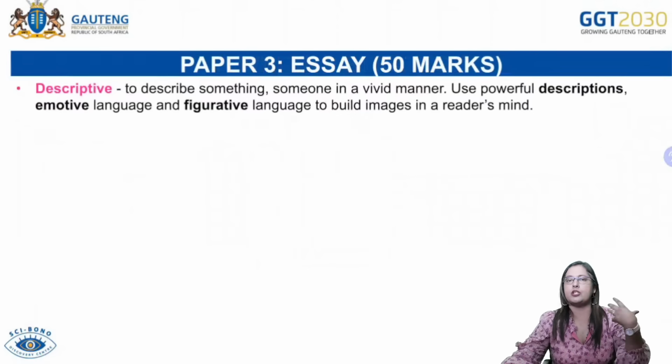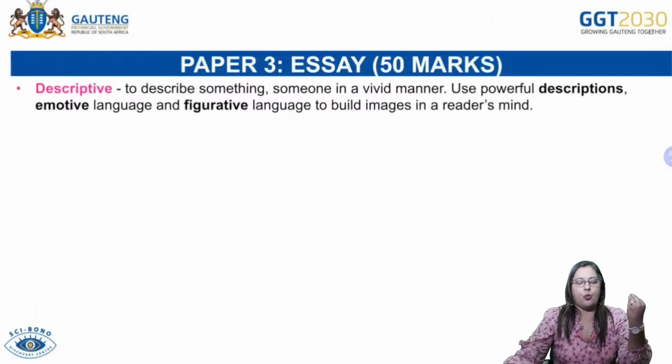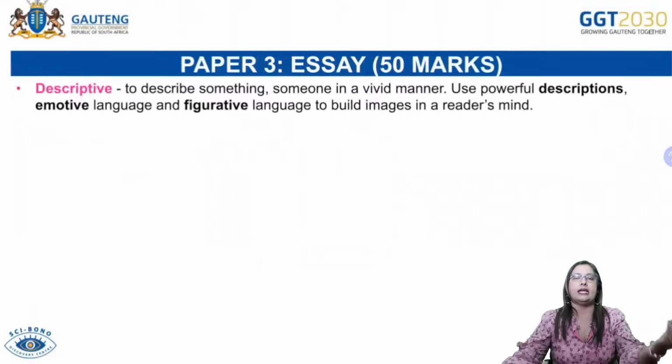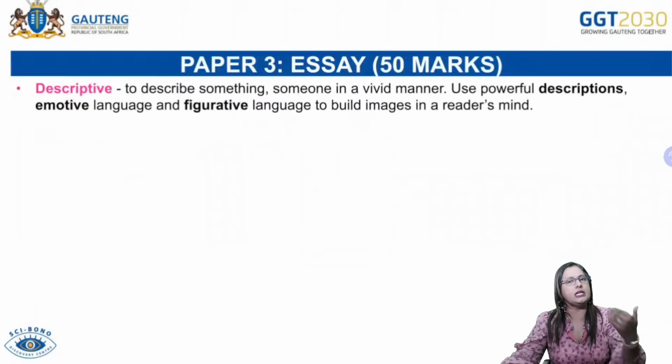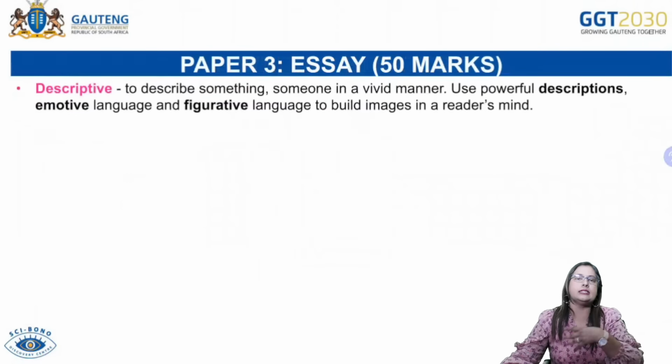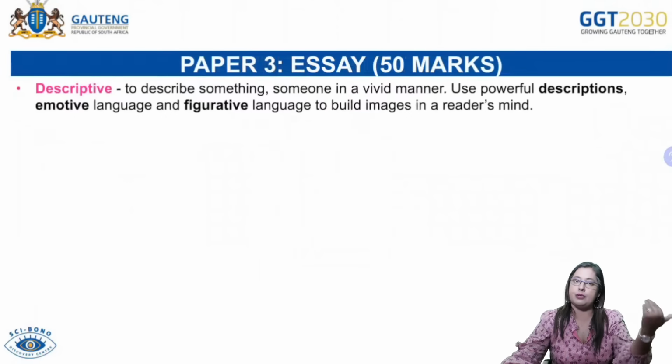Now here we use a lot of descriptive words, yes, but it's when we are describing something or someone or the events that someone went through in a very vivid manner. So powerful descriptions are very important. Emotive language, in other words, diction that is going to be taking us on a different journey altogether. Figurative language, they talk about the imagery. Try and think about imagery that is away from the common imagery that we know about. Build this imagery in the mind of the reader.